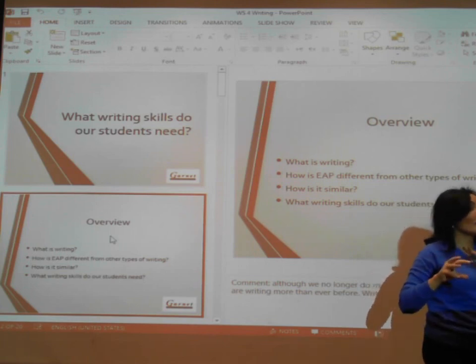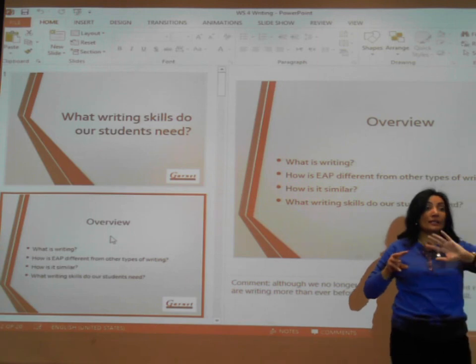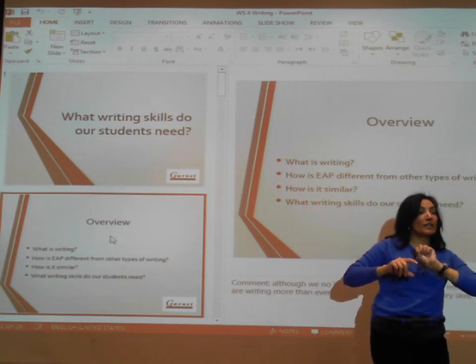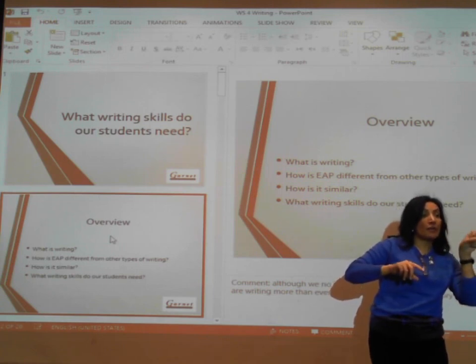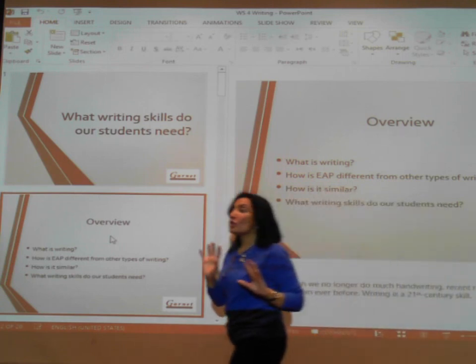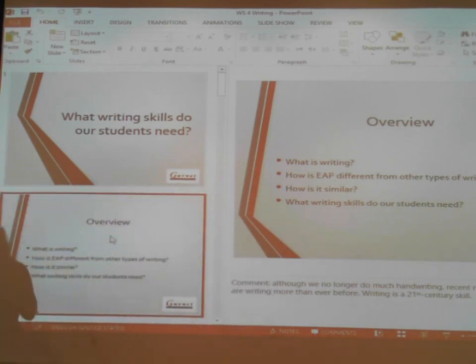Then if formal, will it be a report or an essay? Then if it is an essay, which type of internal organization for the essay will I adopt? Argumentative, cause and effect, compare and contrast, and so on. So I have autonomy, you know the meaning of autonomy, to decide and to choose from among the different types of writing. Of course, again, we go back to the difference between General English and EAP.